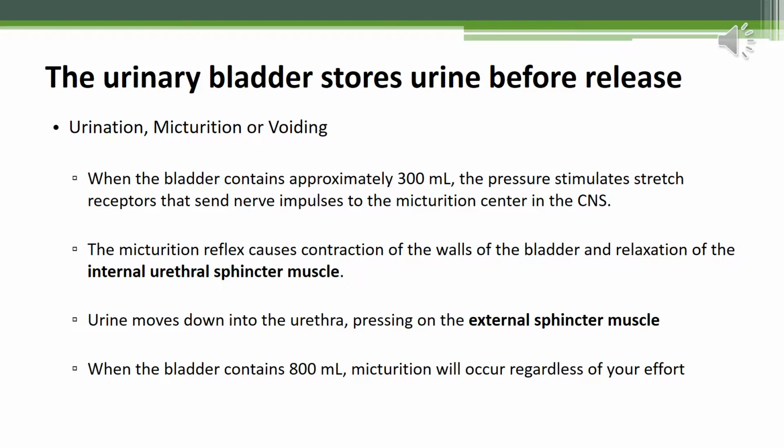The urine then moves down into the urethra and pushes on the external sphincter muscle. And when the bladder contains approximately 800 milliliters, micturition will occur regardless of your effort. And 800 milliliters would correspond to about 32 ounces, which is quite a bit of urine.